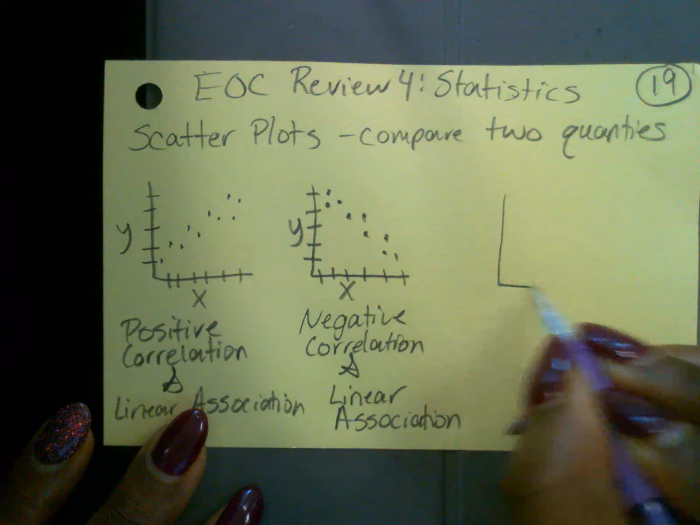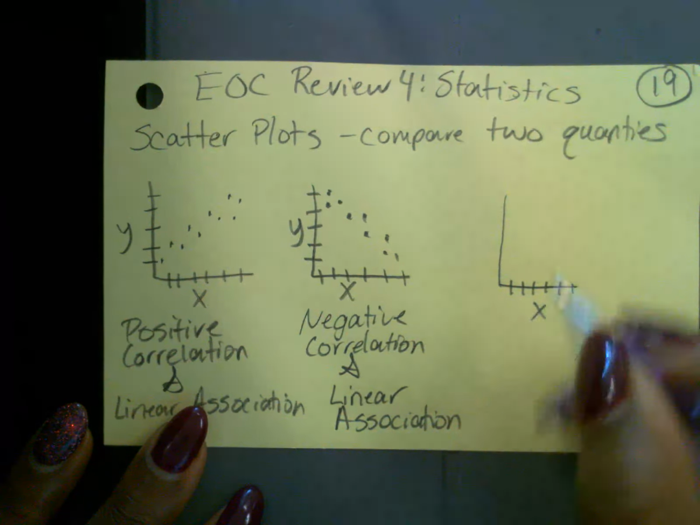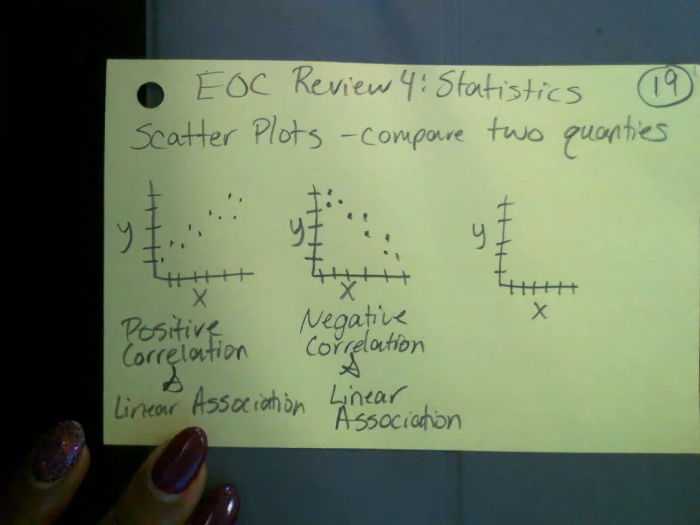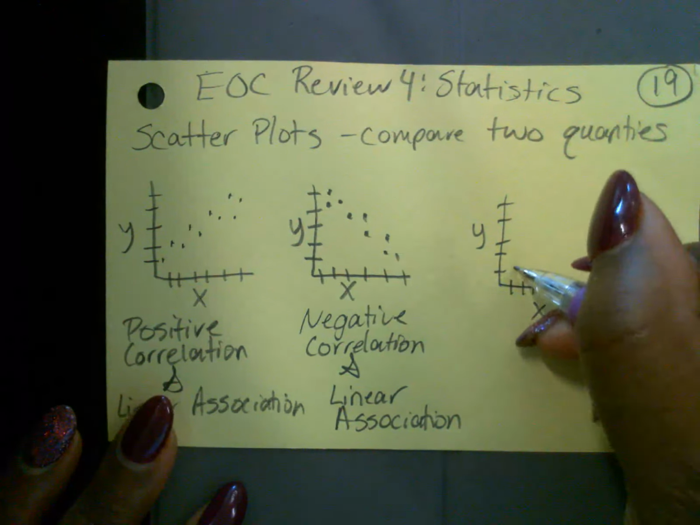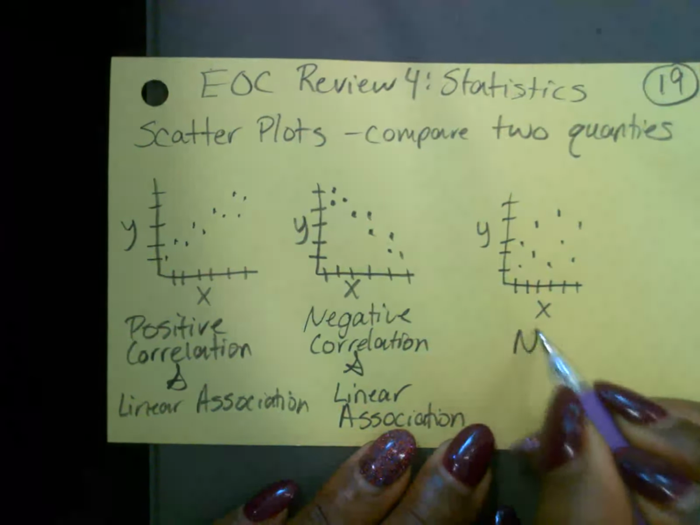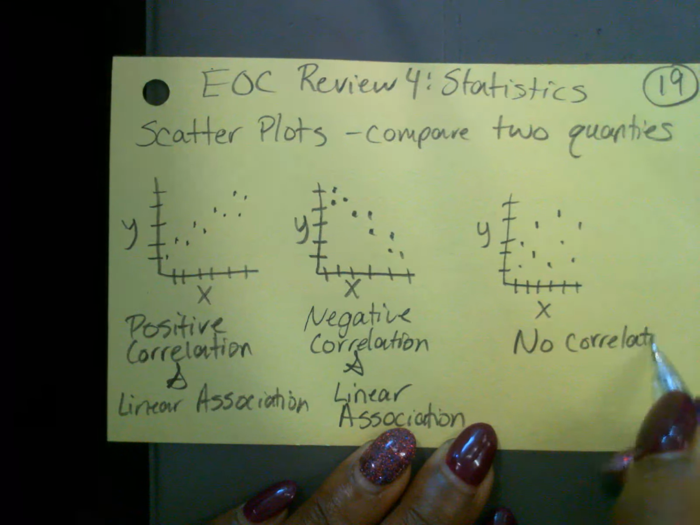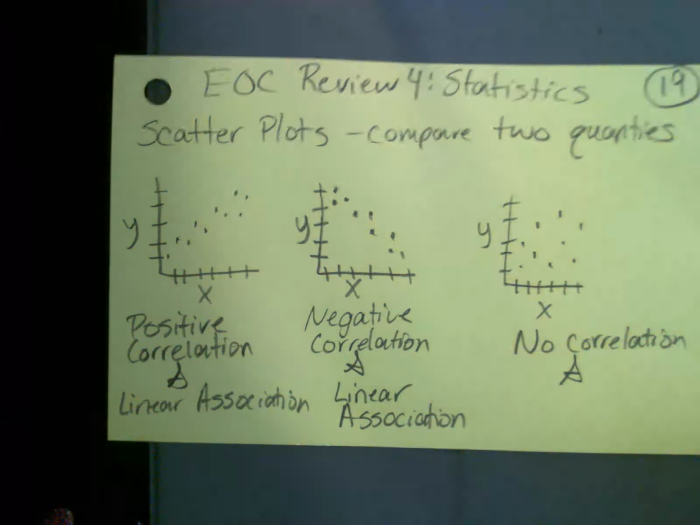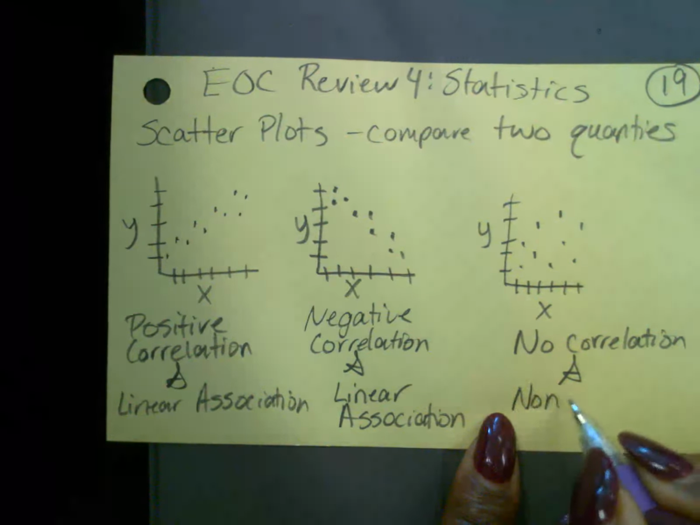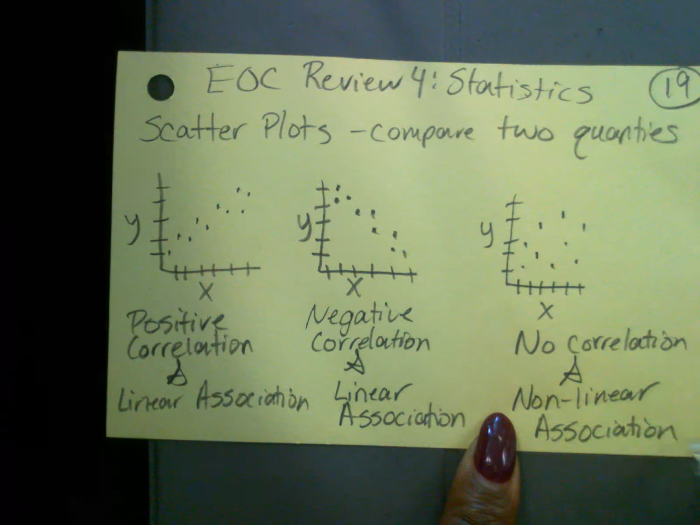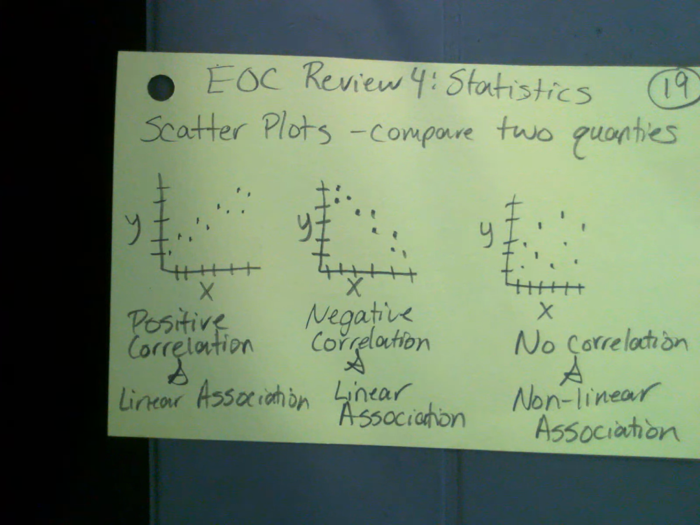The third type of scatter plot, again, X is a quantity, Y is a quantity. Let's say that a person's weight and their grade in math class don't have anything to do with each other. So this is a no correlation. Those two quantities don't have anything to do with each other. This then is the only one that's going to be a non-linear association. That's a non-linear association. They don't have anything to do with each other.